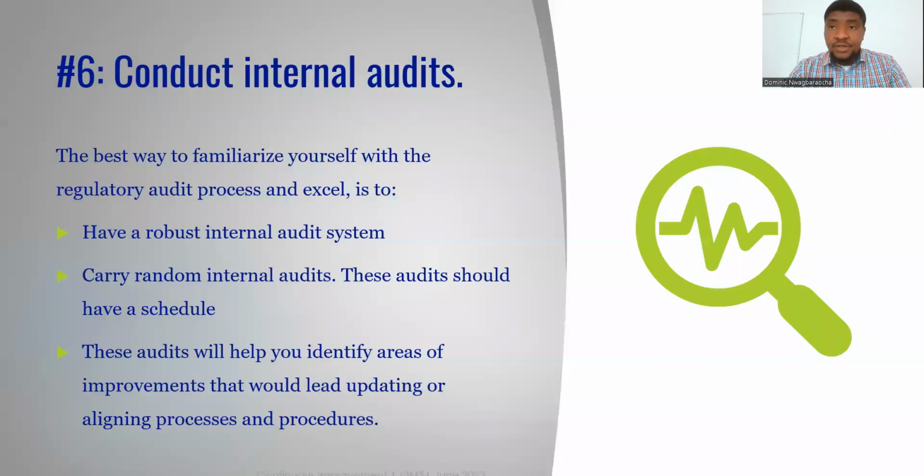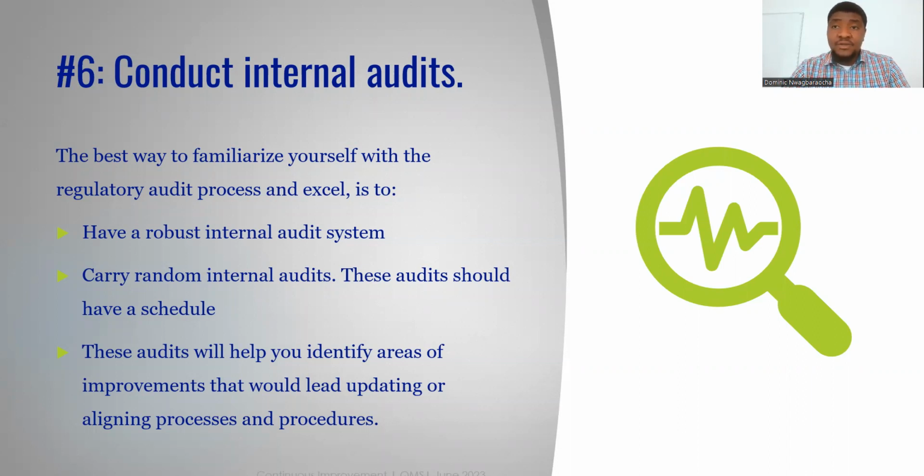Then I would say conduct internal audits. This will be one of the strategies that your audit readiness team will propose or should have in their pipeline, that a robust internal audit happens. Random internal audits can happen, as well as gap assessments with the standards. And these audits will help you identify areas where there should be improvements, leading to updating your guidelines, your processes, and your procedures.